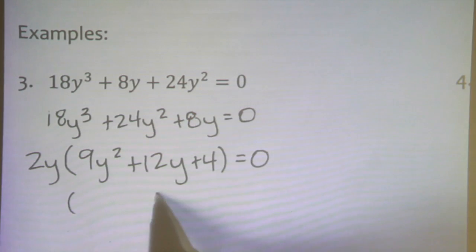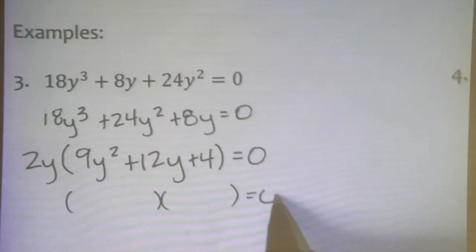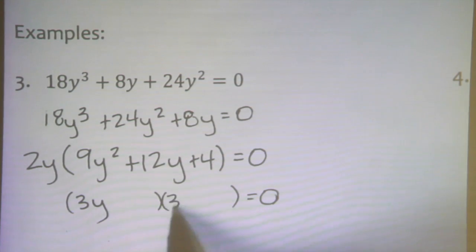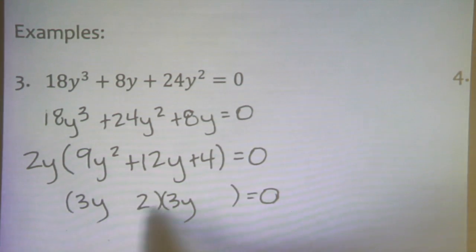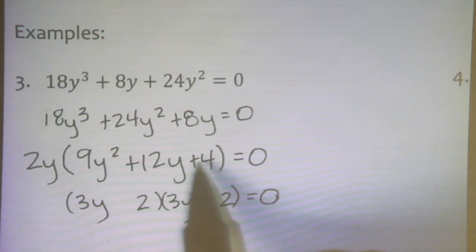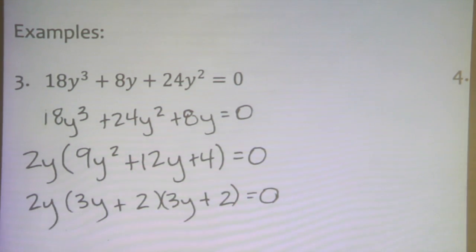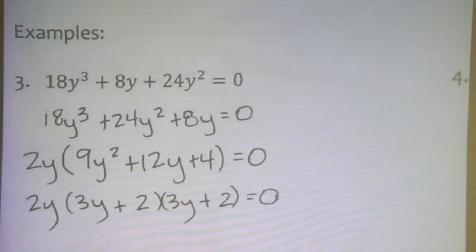So to factor that, if you remember the shortcut from last week, square root of 9y squared is 3y. Square root of 4 is 2. Both of my signs are the same, and they're both positive. And again, don't forget the GCF you took out initially. This is now factored completely.